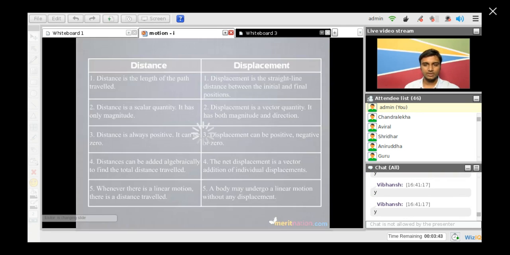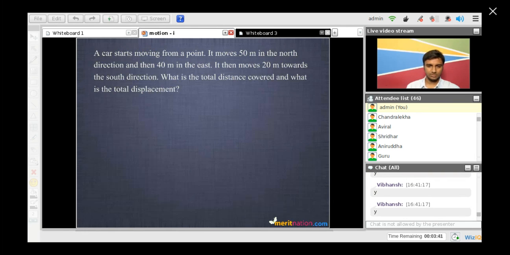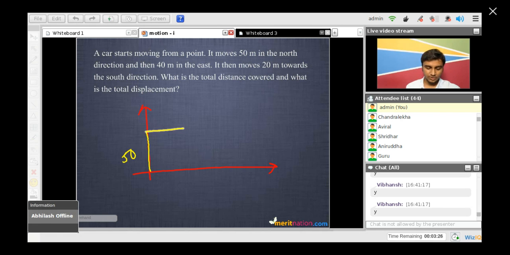Now this is the question for homework. Do this question, I will provide you the hint. The car starts moving from a point, it moves 50 meters towards north. Then it moves 40 towards east. And then 20 south. It has moved in this direction, then this and this.